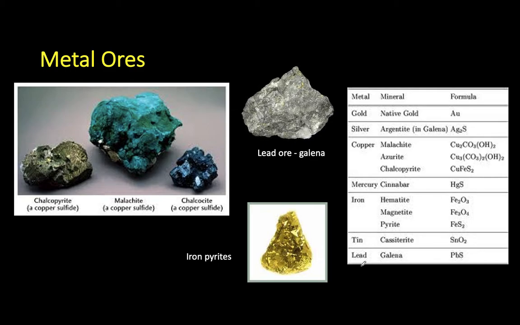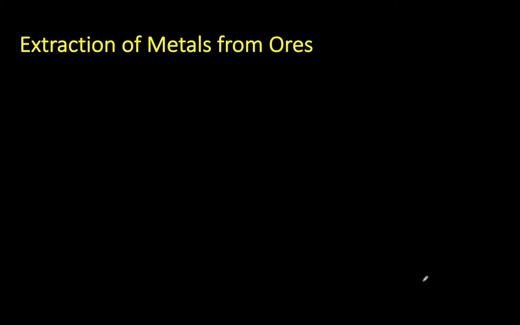So here is an example of some metal ores. We have iron pyrites, which are a lovely gold colour. We have lead ore, which is silvery, called galena. And we have a list here of different metals and the ores they are found in. Some metals only have one ore, others have multiple different ores such as copper and iron. So how do we take metals from those compounds?